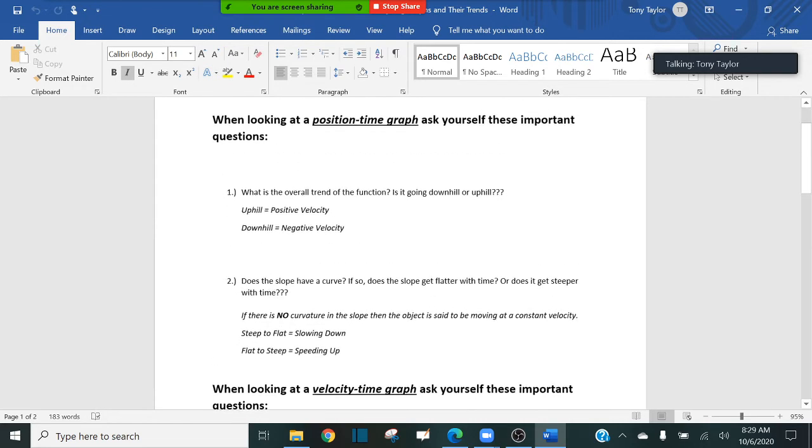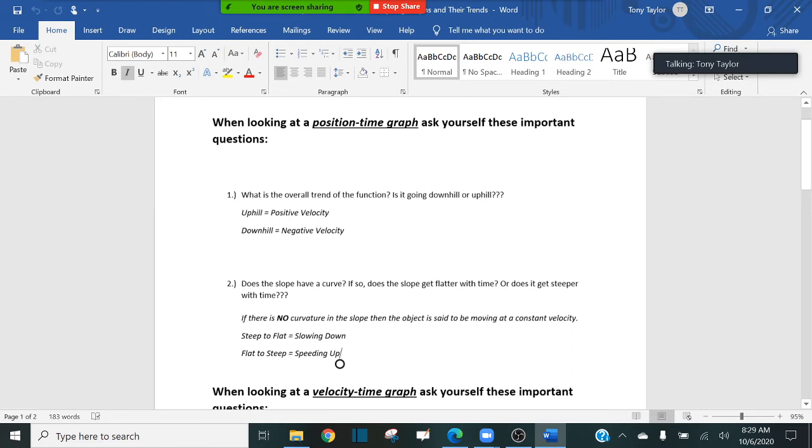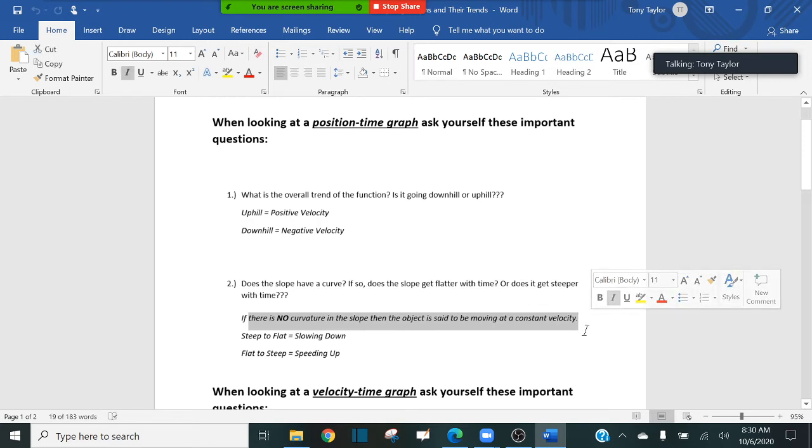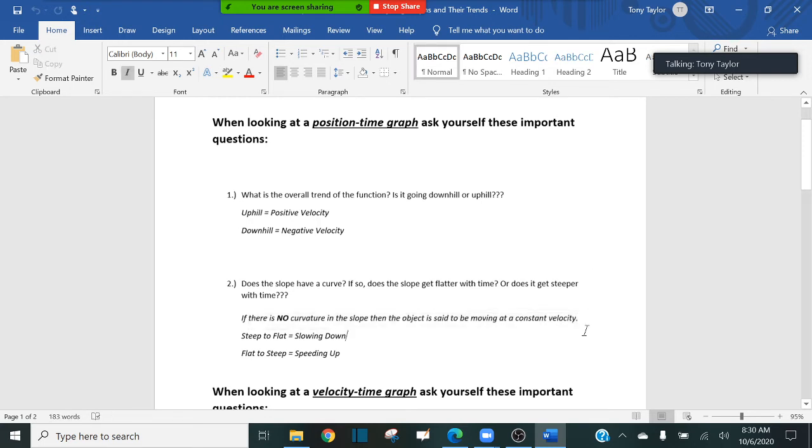The second thing you want to look for whenever you're looking at position versus time graphs: does the slope have a curve? And if it has a curve, does the slope get flatter with time, or does it get steeper with time? Remember, a curve that's getting flatter with time always indicates an object that is slowing down. A curve that is getting steeper with time always indicates an object that is speeding up. If you see no curvature at all, just a straight sloping line, that always means an object that is moving at a constant velocity. Okay, so just something to keep in mind.